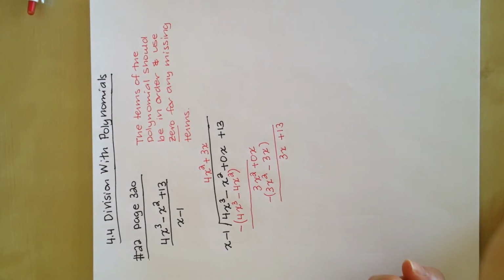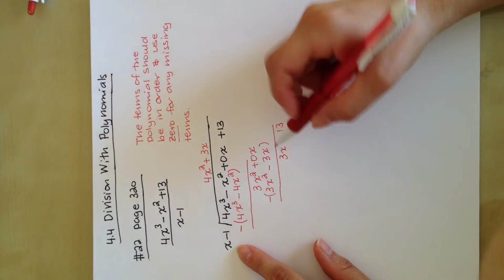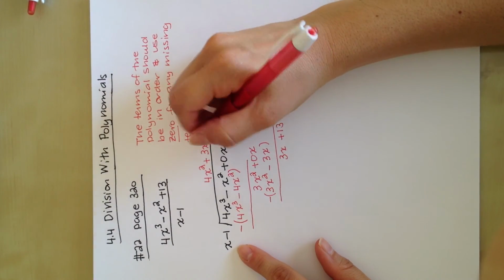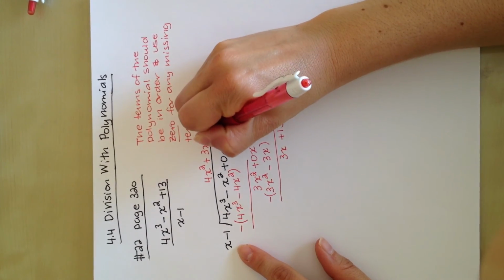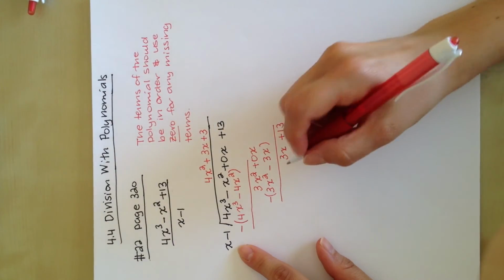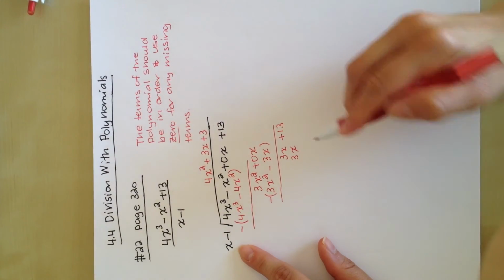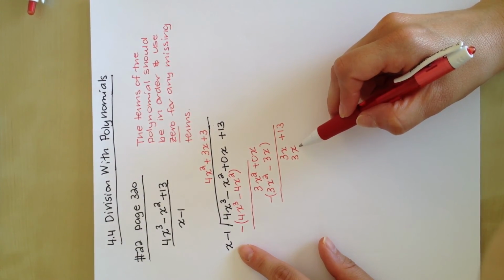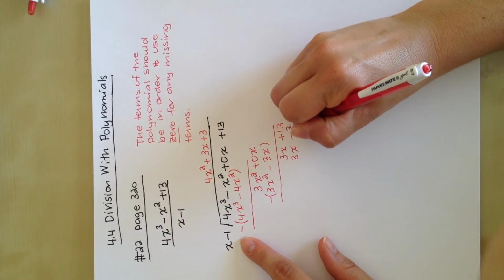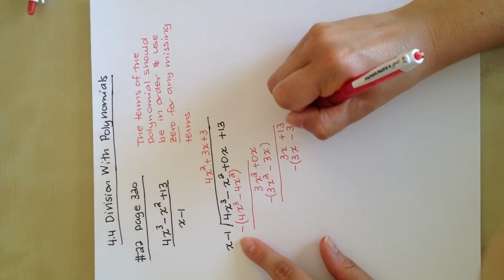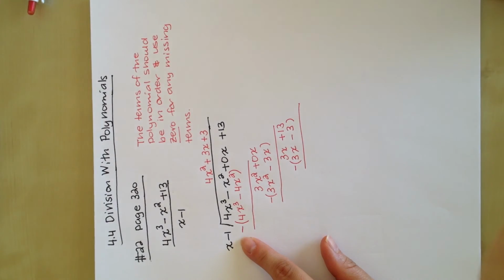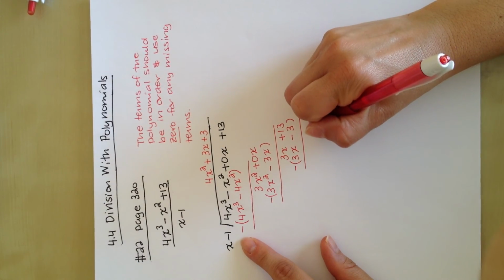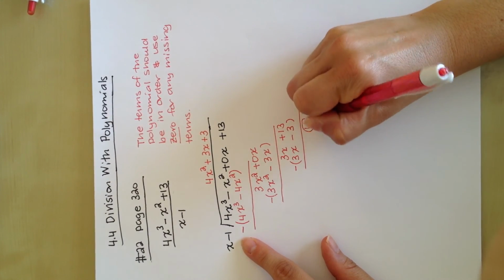Okay, almost done. X times what gives us 3x? X times 3, plus 3. 3 times x is 3x. Again, these are exactly the same. That's what you're looking for. Minus 3. Subtract and distribute. We are left with a remainder of positive 16.